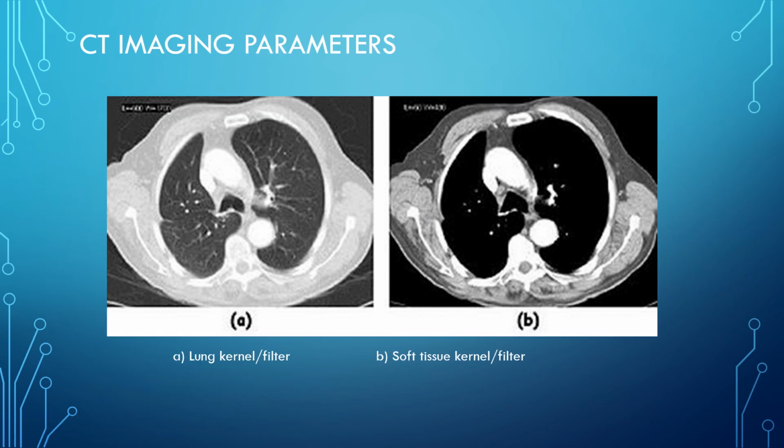And this is an example of the kernel or the filter and how that can affect the image. This is the exact same scan, same patient, same body part. A is using a lung kernel or a lung filter, and that's meant to accentuate the darker areas of the lungs so that you can see a little bit more detail and contrast within the actual lung tissue, whereas B is using a soft tissue kernel or soft tissue filter, and that's really just meant to be able to see the rest of the body.